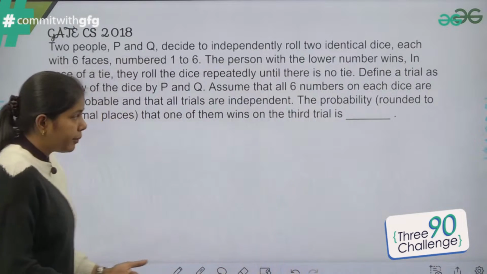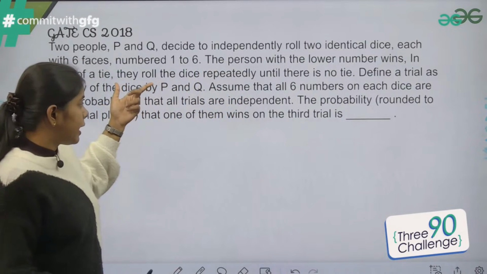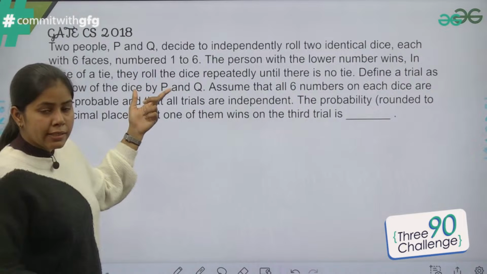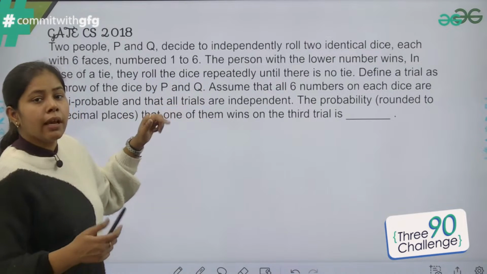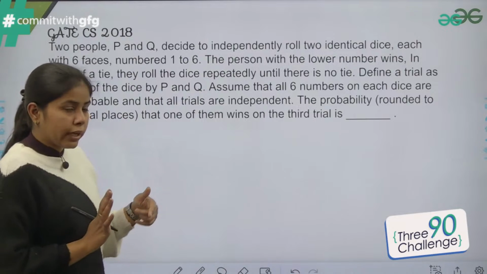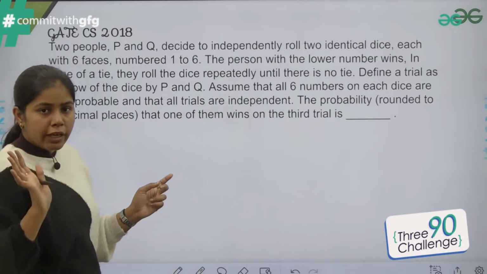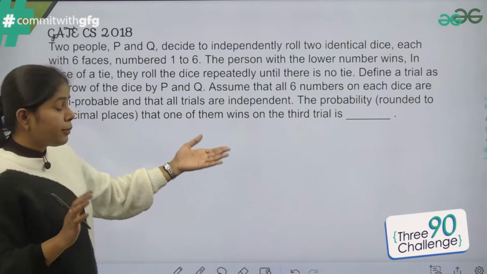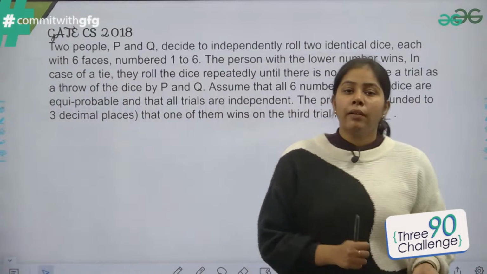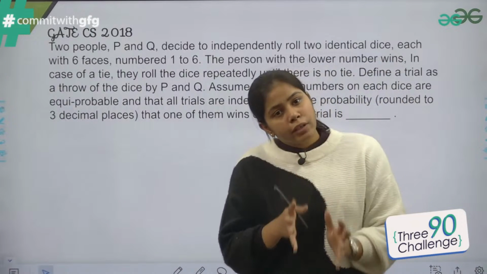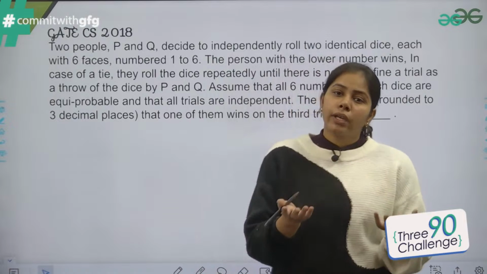So what is happening here? The person with the lower number wins. That means if they get the same number, then there is a tie, right? And they would repeat until there is no tie. One of them wins when either person gets a smaller number. They are asking for the probability that one of them wins on the third trial. That means on the third trial one of them wins, so the first time they get a tie, the second time they get a tie. And how can they get a tie?